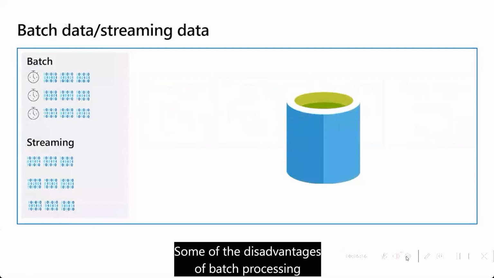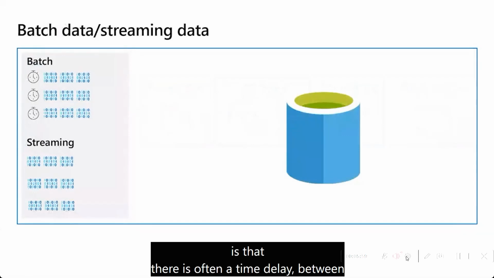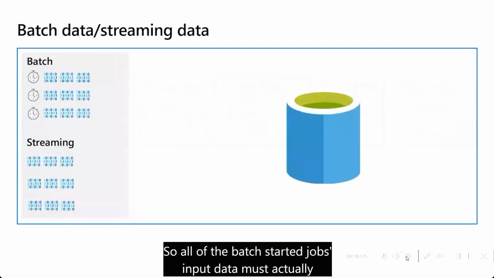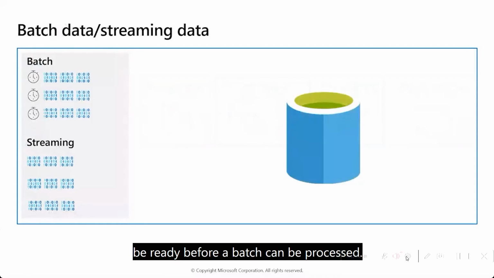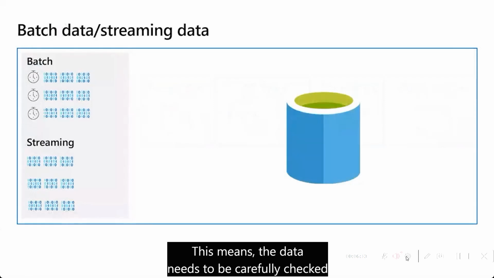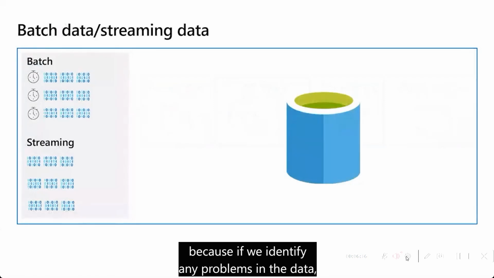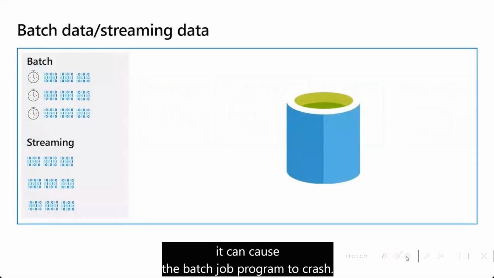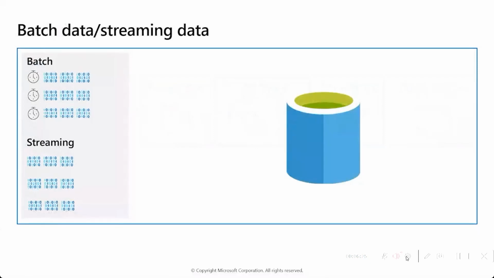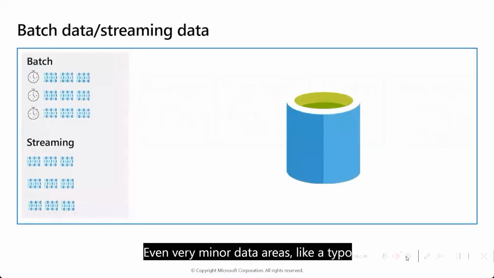Some of the disadvantages of batch processing is that there is often a time delay between ingesting the data and getting the results. So all of the batch data jobs, input data, must actually be ready before a batch can be processed. This means the data needs to be carefully checked, because if we identify any problems in the data, it can cause the batch job program to crash. And so the input data must be thoroughly checked before the job can be executed. Even very minor data errors like a typo in the dates can actually cause the batch job to not run.